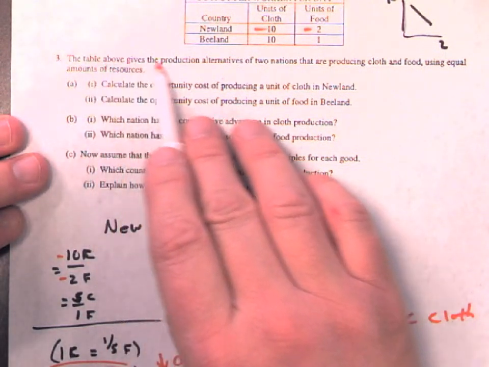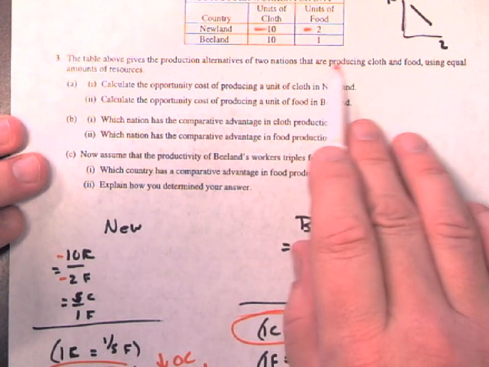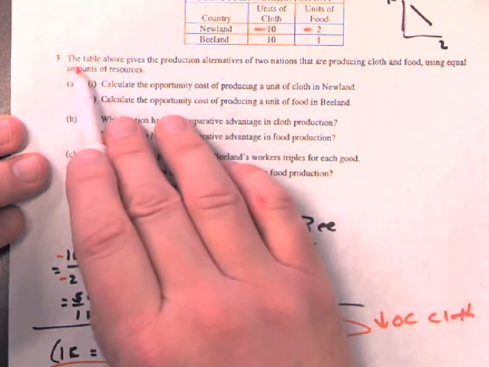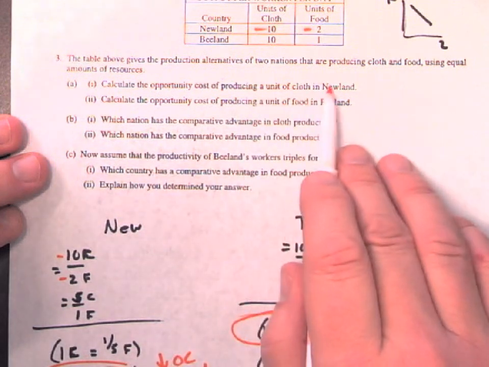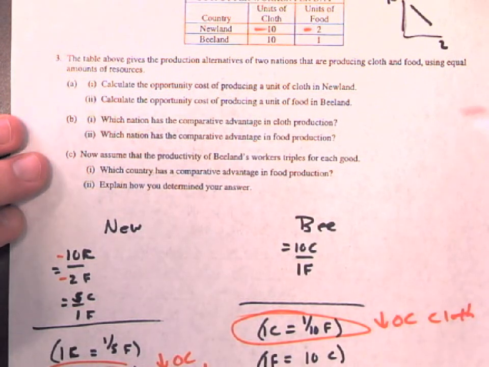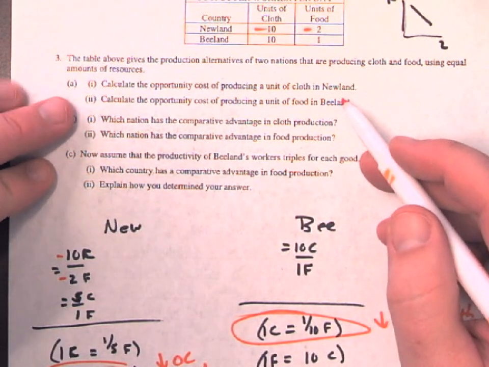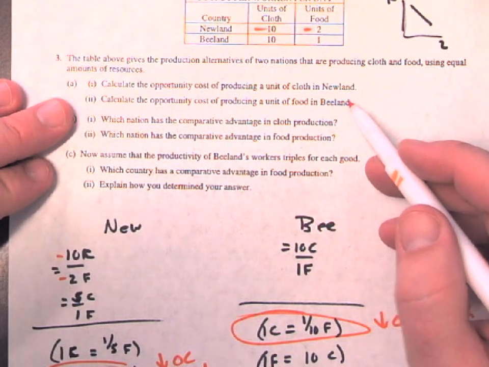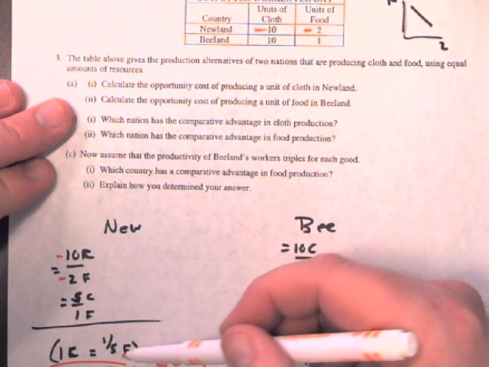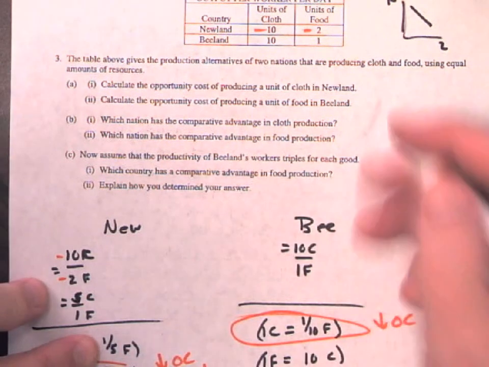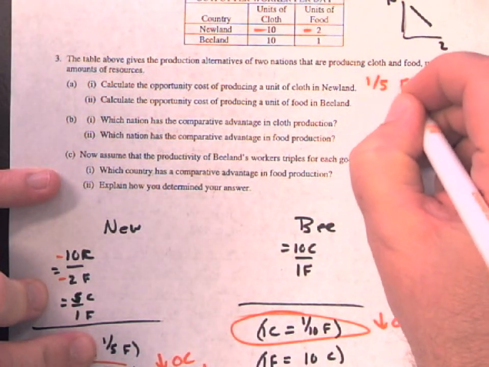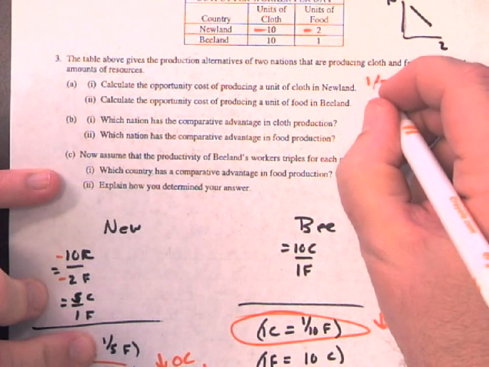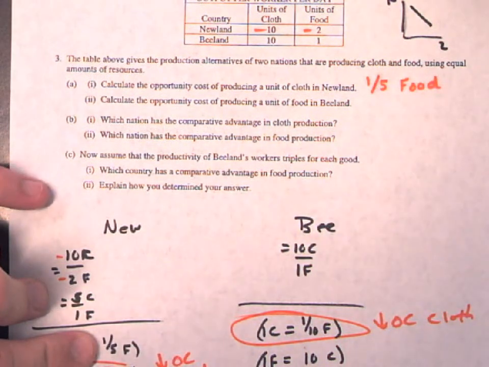For the first one, make sure you read the instructions very carefully. The table above gives the production alternatives of 2 nations that are producing cloth and food using equal amounts of resources. Calculate the opportunity cost of producing a unit of cloth in Newland. It does not say explain. That's a nice thing. So if I look at Newland, every time they make cloth, it costs them 1/5 of the food. So that is going to be 1/5 of a food. And since it doesn't say explain, that's actually all you have to write.